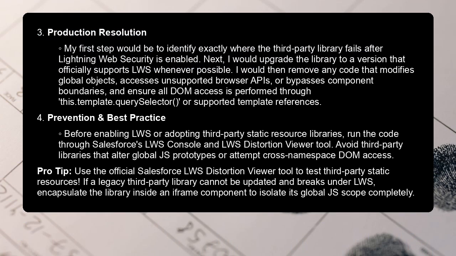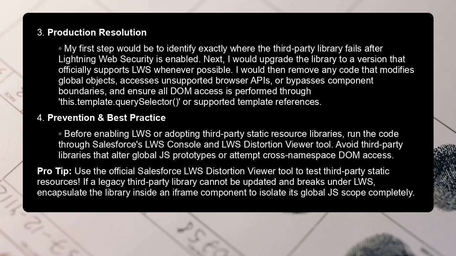3. Production resolution. My first step would be to identify exactly where the third-party library fails after Lightning Web Security is enabled. Next, I would upgrade the library to a version that officially supports LWS whenever possible. I would then remove any code that modifies global objects, accesses unsupported browser APIs, or bypasses component boundaries, and ensure all DOM access is performed through this.template.querySelector or supported template references.